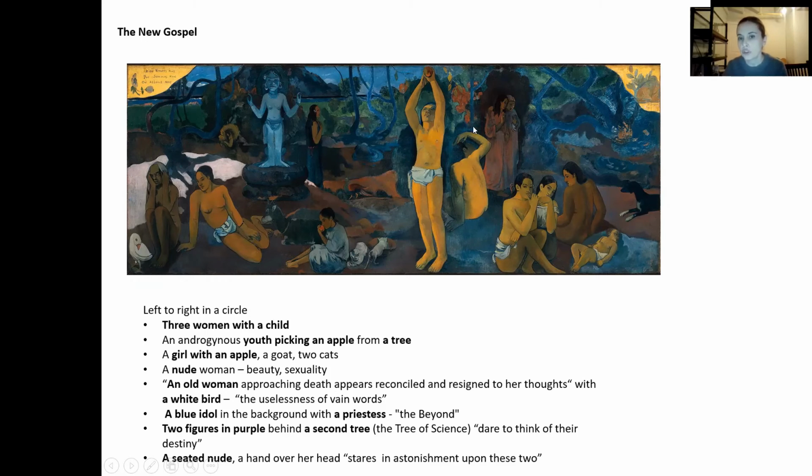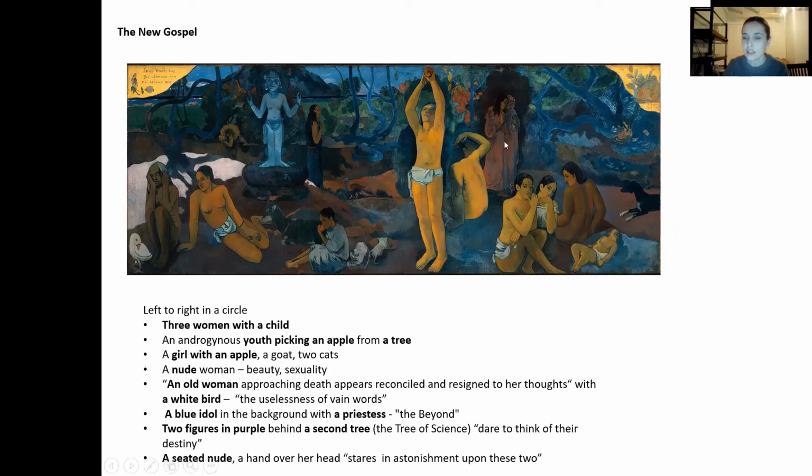We move to a different tree over here, the other tree that has this bright foliage like the tree of the fall over here, the tree of knowledge with Adam and Eve. It's parallel to the tree of signs. That's how Gauguin describes it. And he says these 2 figures in purple behind the second tree dare to think of their destiny, because in the 19th century, there's such a development of scientific invention and research. There is the common idea that science can predict the future, right? Jules Verne is writing all of these science fiction books.